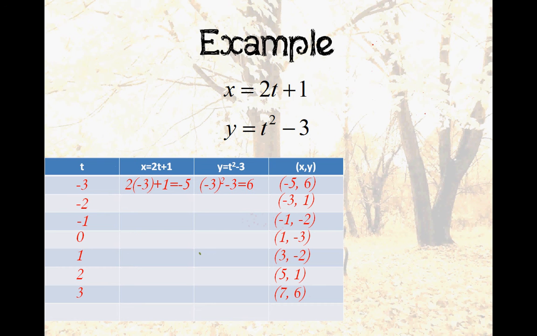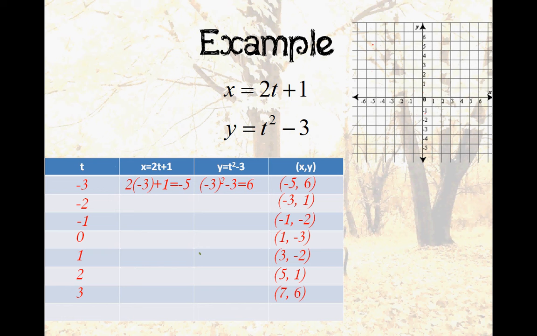Okay. And so the next step is that you're going to graph it, and so each of these points becomes a point on the graph. So the first one would be negative 5, 6, and then you have negative 3, 1, negative 1, negative 2, 1, negative 3, etc. And you notice that we actually have kind of this parabola looking thing, so that's cool. It doesn't always work out that way. And then the last thing is that you can actually connect them. And so you would have that shape. So that's all there is to it.